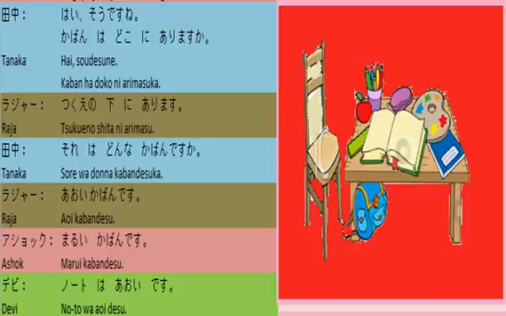Kaban wa doko ni arimasu ka? Where is the bag? Mr. Raja responds, Tsukue no shita ni arimasu. Tsukue means table. Shita is bottom.